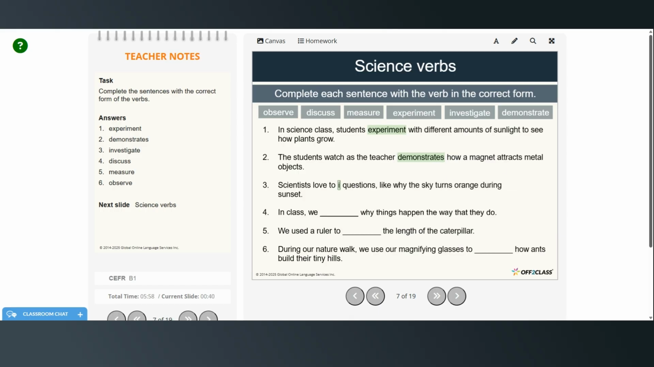Students love to investigate questions like why the sky turns orange during sunset. In class, we discuss why things happen the way that they do. We use a ruler to measure the length of the caterpillar, and during our nature walk, we use our magnifying glasses to observe how ants build their tiny hills.